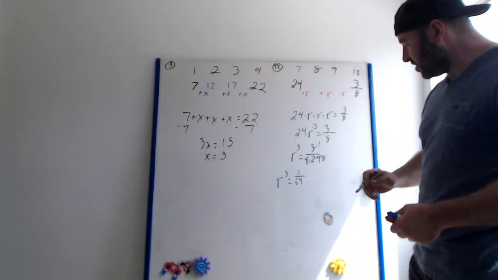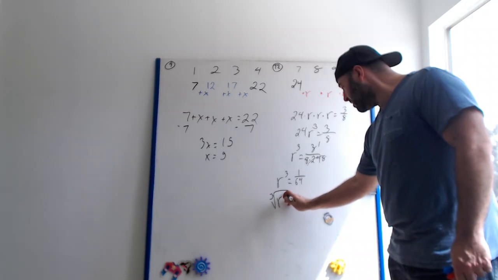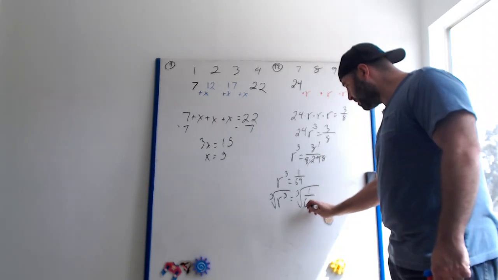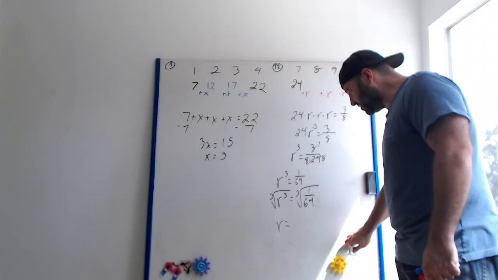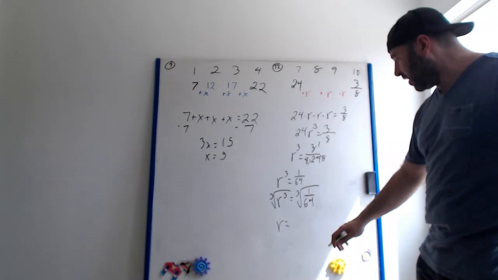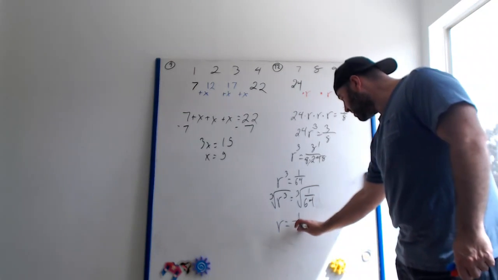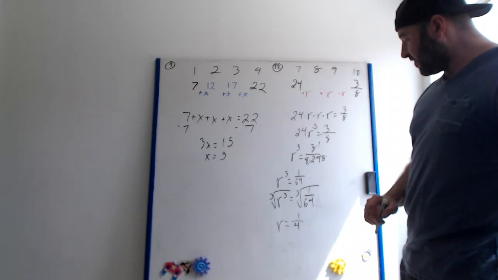And we can take the cube root of each side. We end up with r is equal to the cube root of 1 is 1. Cube root of 64 is 4. So r is equal to 1/4.